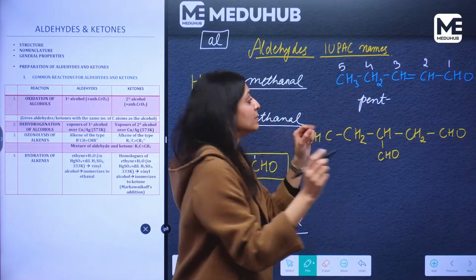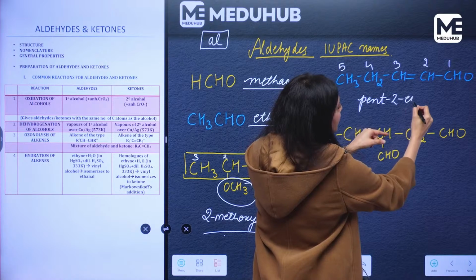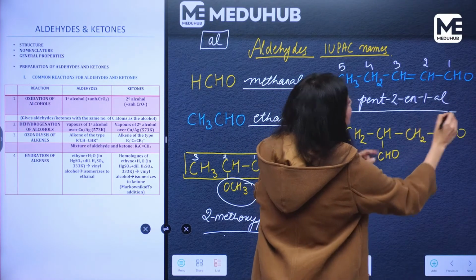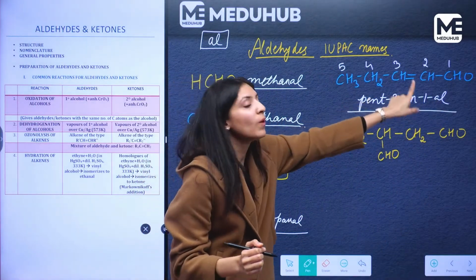Specify the position of the double bond. 2-ene 1-al. So you drop the E of the pentene and add al. So that is pent-2-ene-1-al.